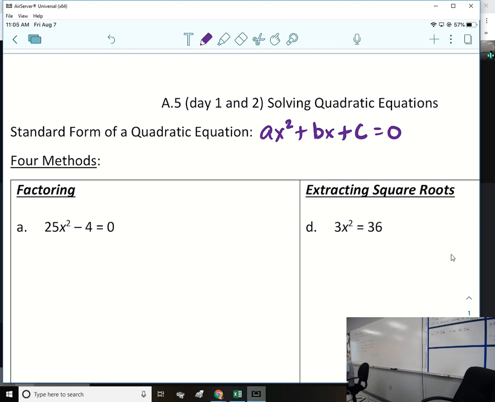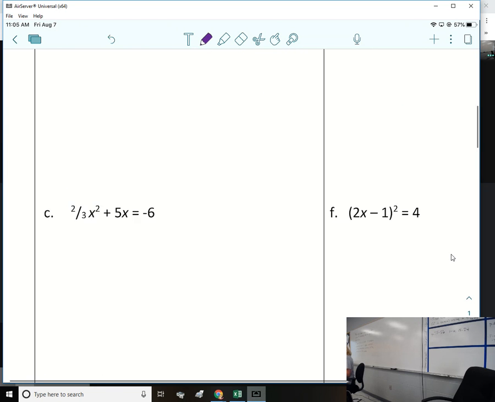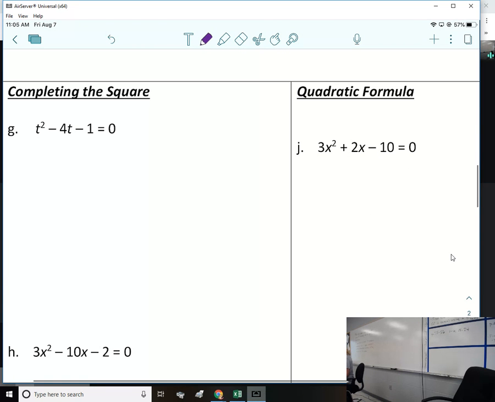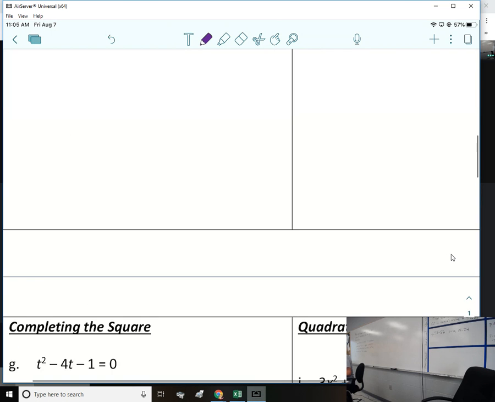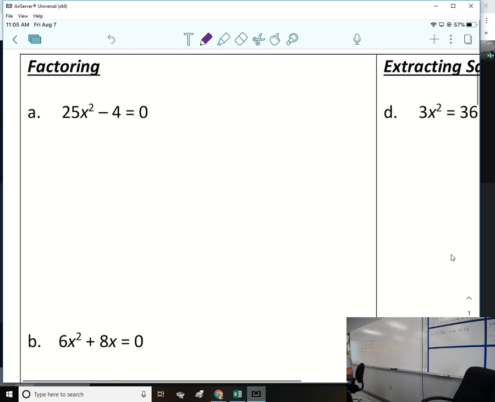Okay, so we're going to learn 4 methods for solving quadratic equations, and you might wonder why you have to learn so many ways. It's because sometimes the methods don't work. My favorite way to solve is factoring, but not every quadratic equation is going to factor. So we have to learn a bunch of different ways. Today we're going to do factoring and extracting square roots, and then Monday we'll talk about completing the square and the quadratic formula.